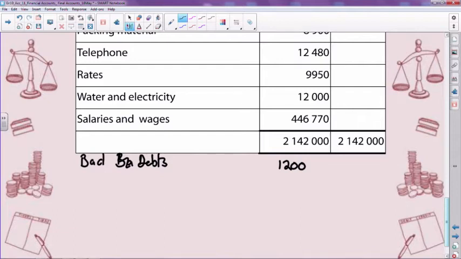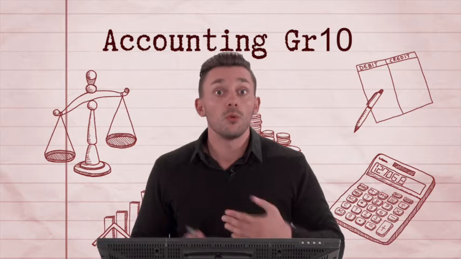And as you can see, I'm trying to use my columns very wisely, so it's very easy when I do my statements, and the statements will follow in term 3. Now guys, we're going on with adjustments after the break, so stay tuned.